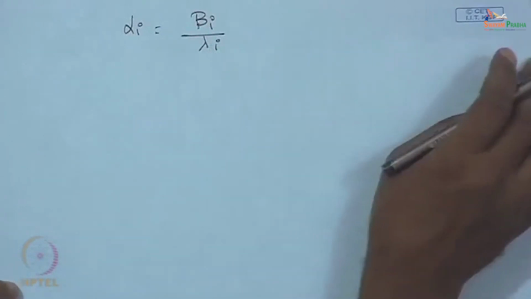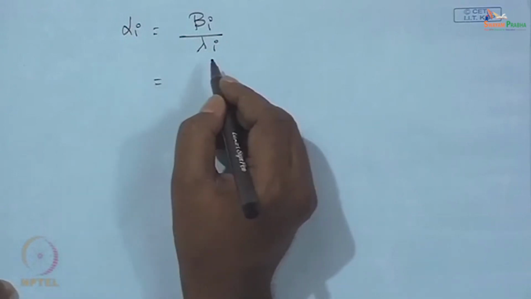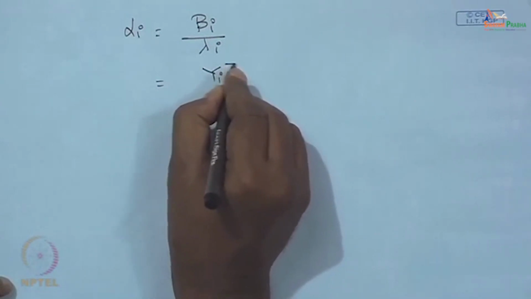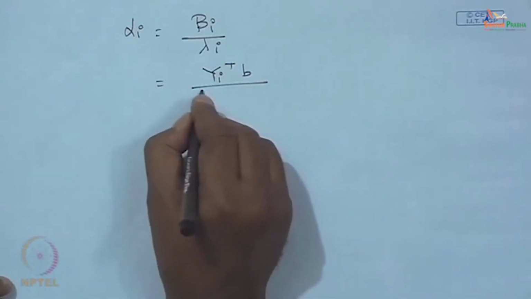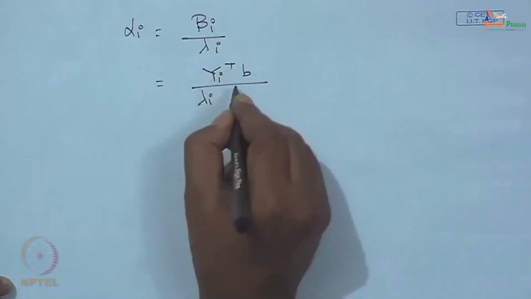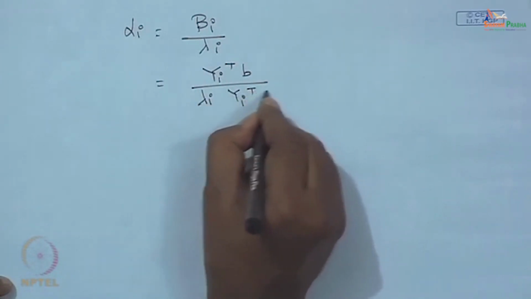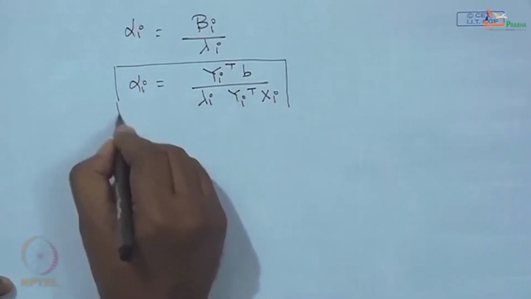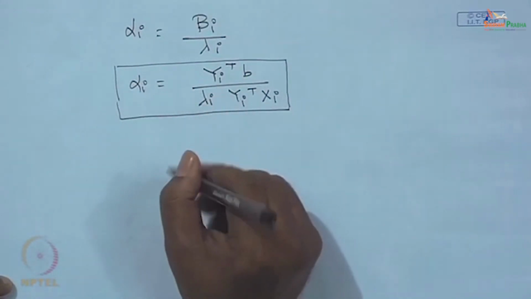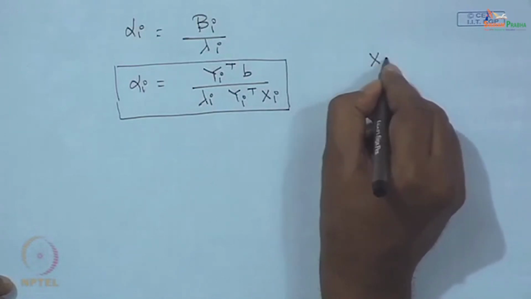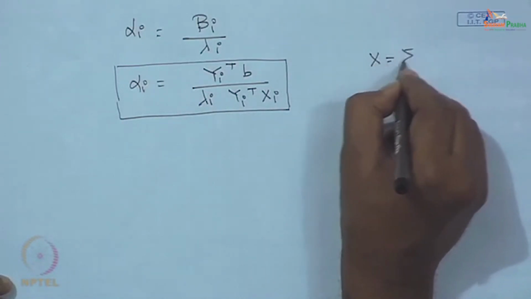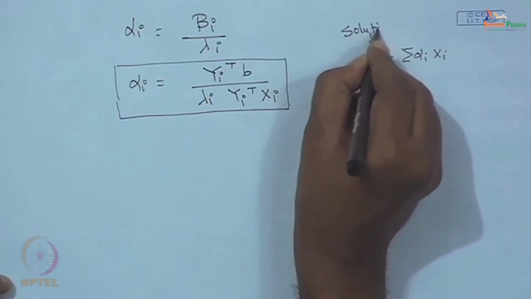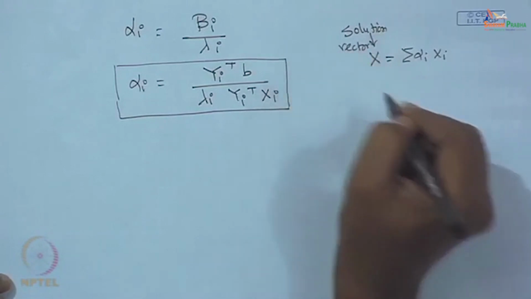So, what is beta i? We have already proved that it is nothing but y i transpose b divided by y i transpose x i. Lambda i will also be there. So, this will be the expression for alpha i, and if you remember, your solution vector is formed by the summation of alpha i x i. So, this is the solution vector that we are looking for.